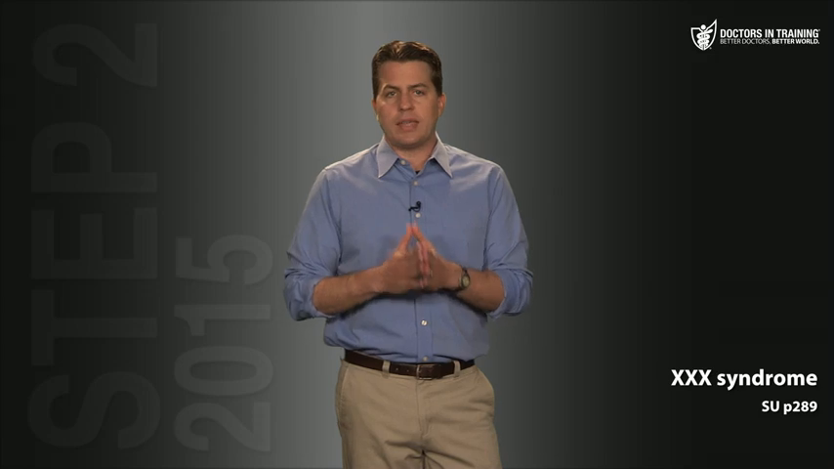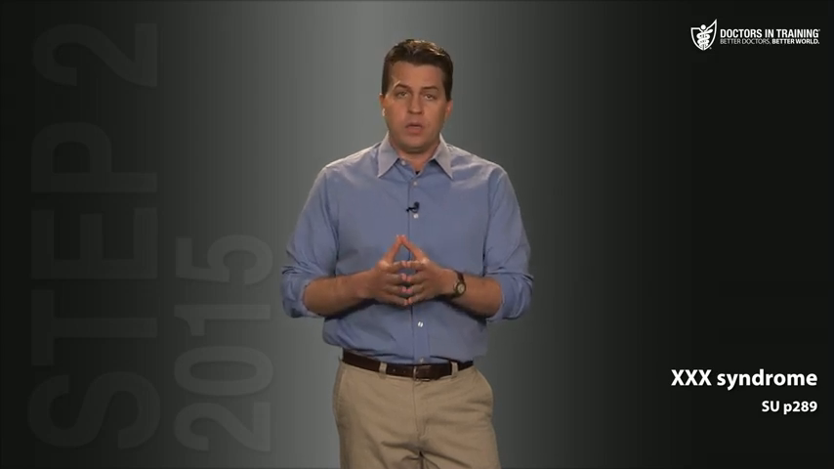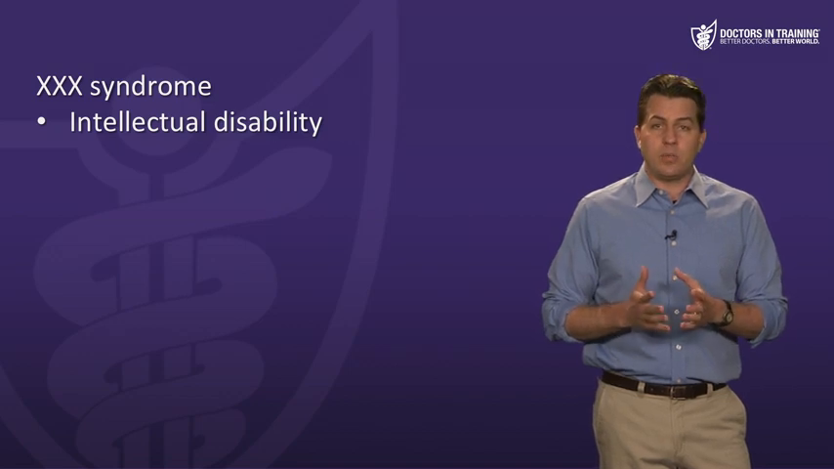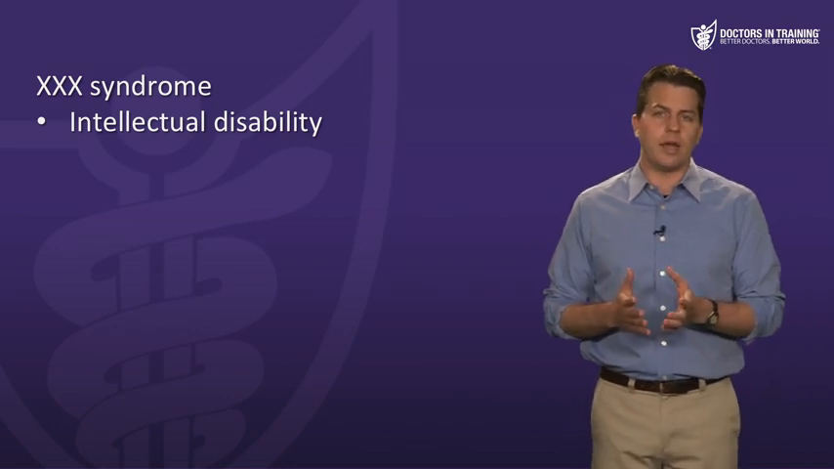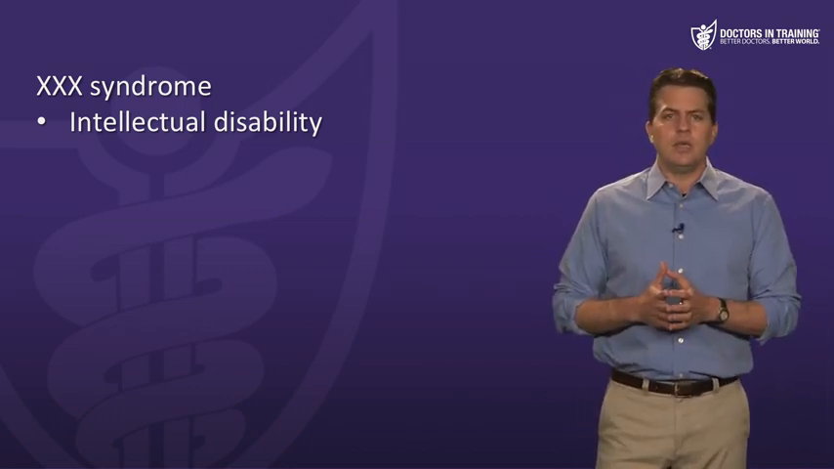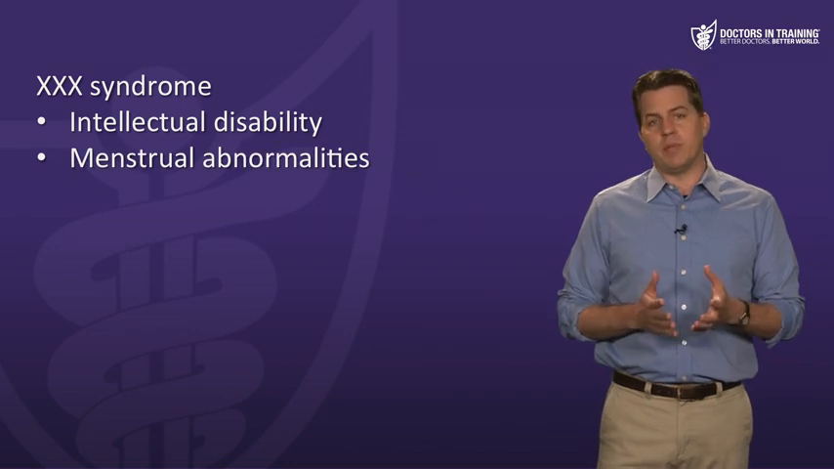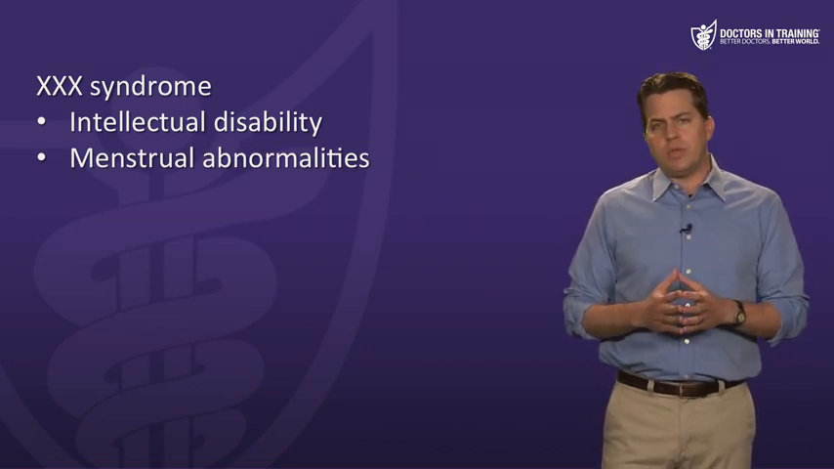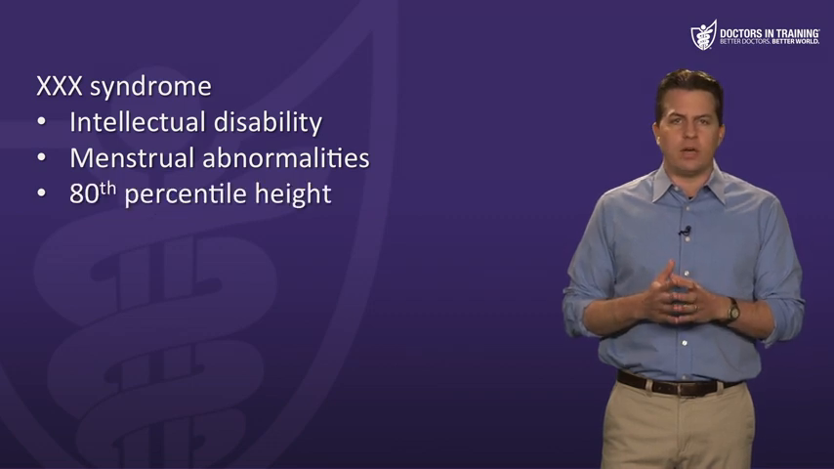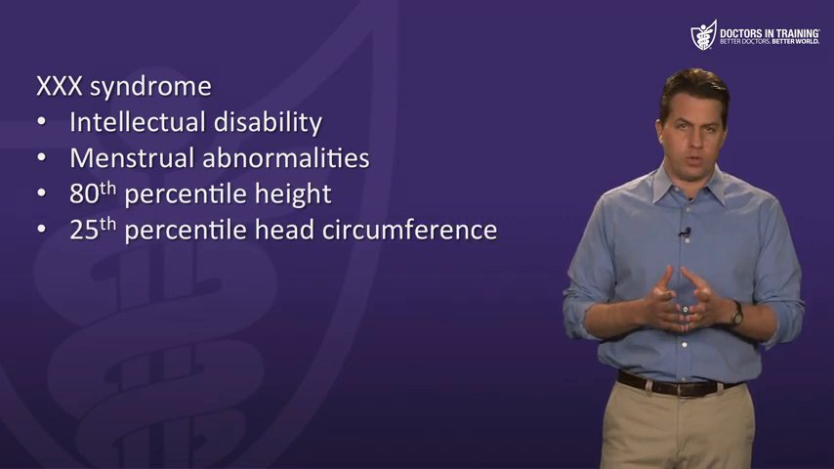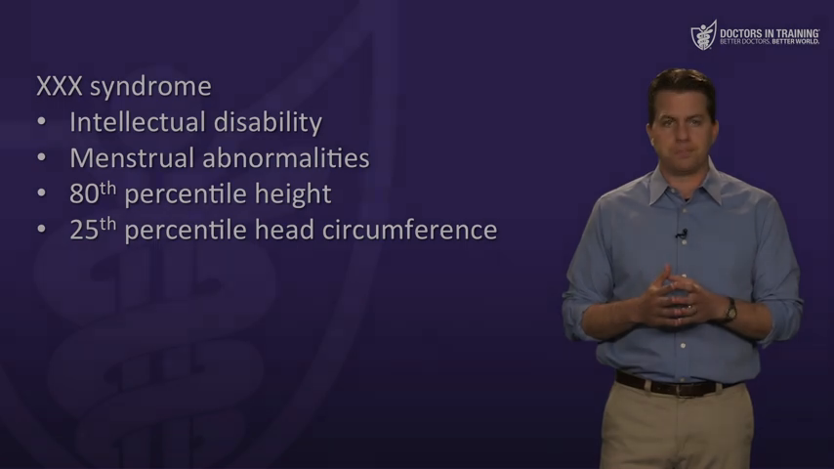Moving on to XXX syndrome, here you have a female with an extra X chromosome, giving her the karyotype 47XXX. Some intellectual disability can be present. Patients tend to score 15 to 20 points lower on an IQ test than their siblings. And these patients will also have some menstrual abnormalities. The other unique thing with the XXX female is that they tend to be in the 80th percentile for height, but only in the 25th percentile for head circumference.